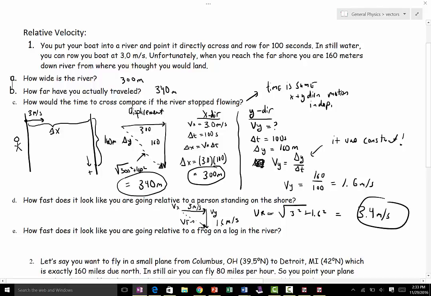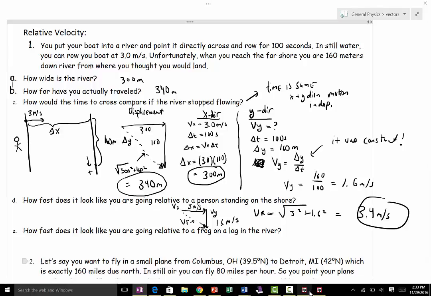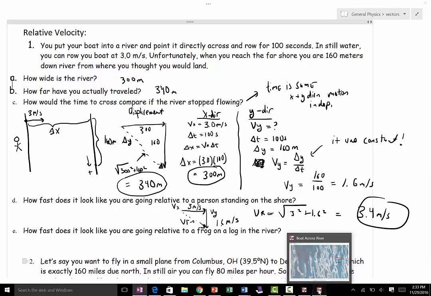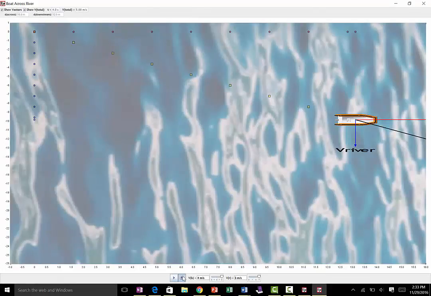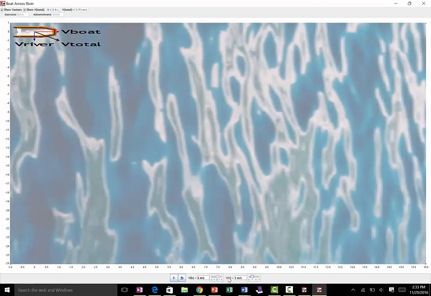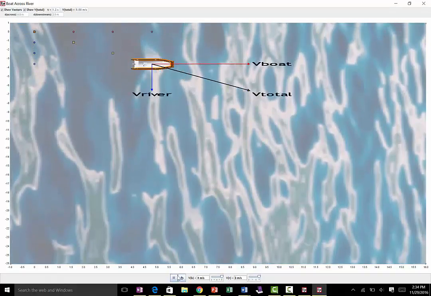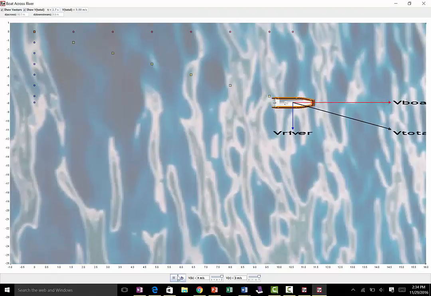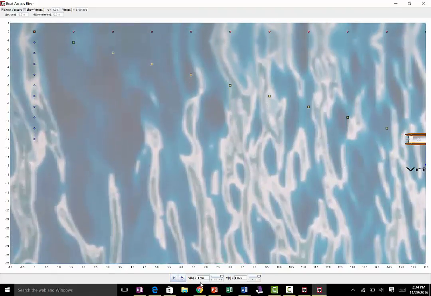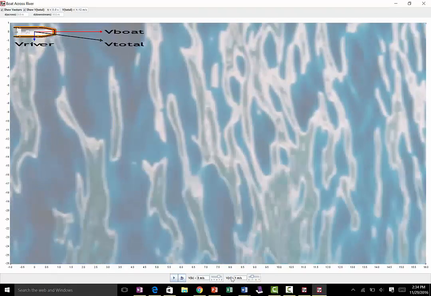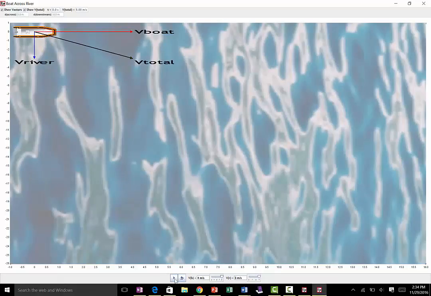How fast does it look like you're going relative to a frog on a log in the river? Imagine a little bit, if you're in the river, here's my riverboat problem. As the river moves, choose a spot on this river that you want to look at. I'll play that one more time. I'm just going to put my cursor over a spot in the river.